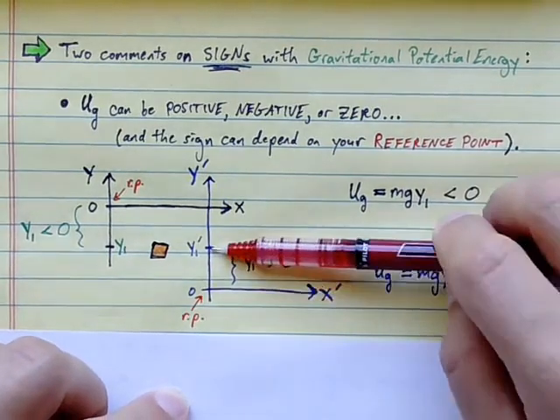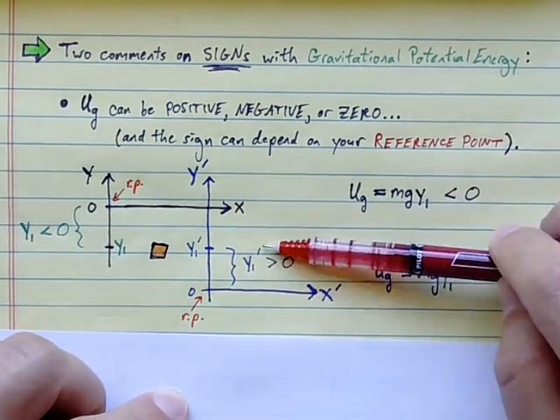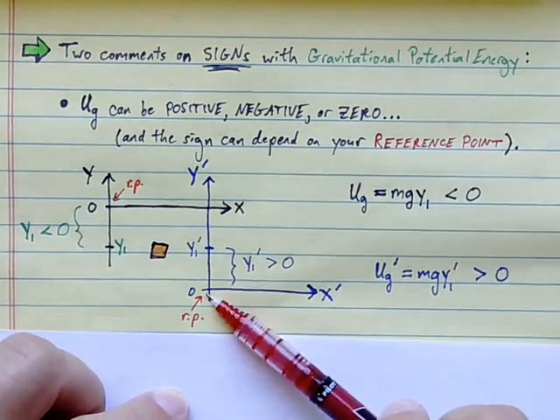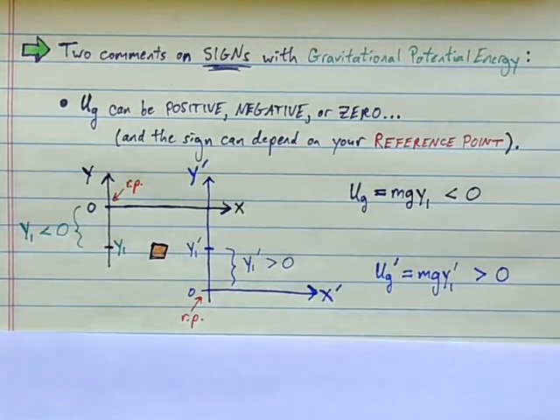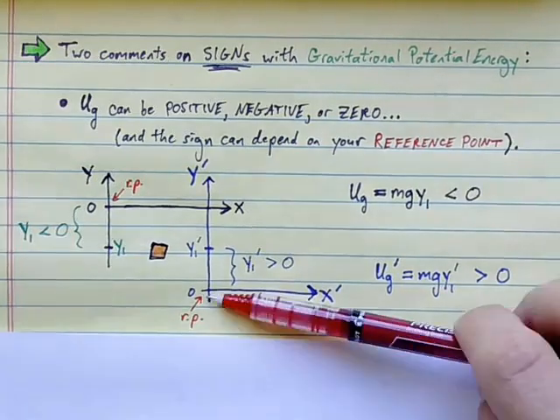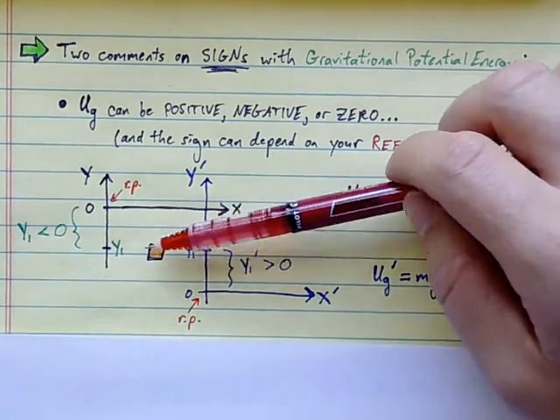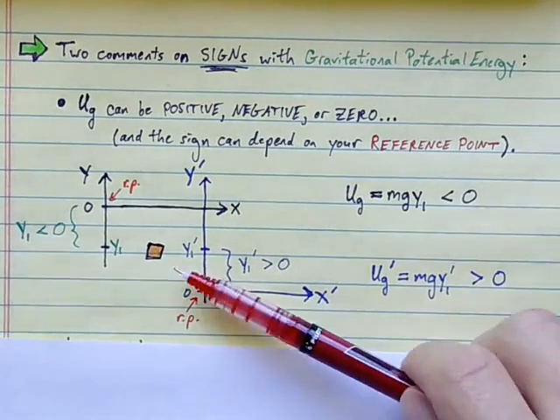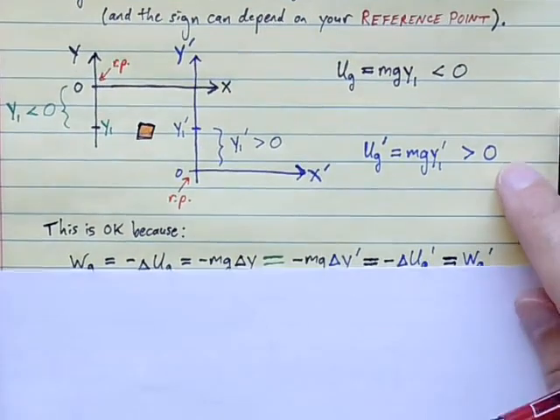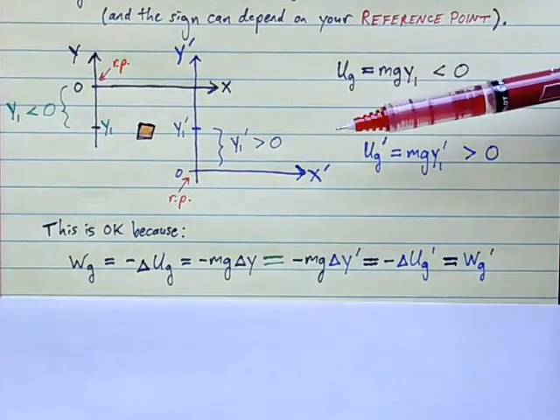And the y coordinate of the block relative to this reference point is this positive value, y prime 1. And since y prime is positive, then UG prime, the gravitational potential energy measured by this frame, would be positive. So not only can UG be negative, but the sign of UG depends on where you put your reference point. According to this person's reference point, the mass has negative gravitational potential energy. According to this person's reference frame, the mass-Earth system has positive gravitational potential energy. And that's okay, because what really matters is the work that gravity does and the changes in energy.